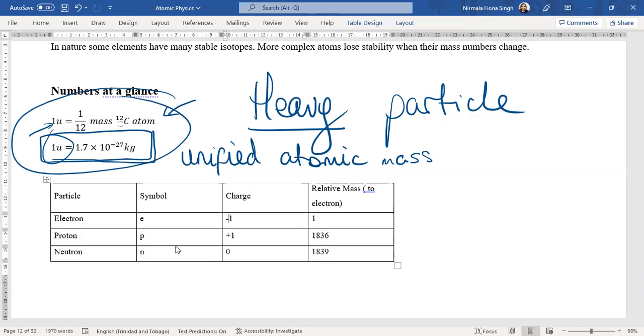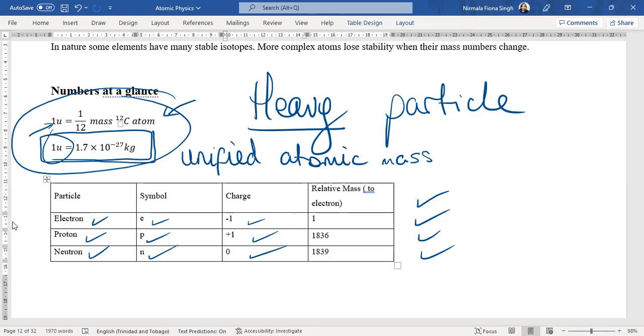So particles, at the end of today's class, these are what we know. We know about electrons, protons, and neutrons. We should know the symbols of an electron, which is a lowercase e. The symbol for a proton is a p, symbol for neutron, n. Charge of an electron is -1. Charge of a proton is +1. Charge of your neutron is 0.